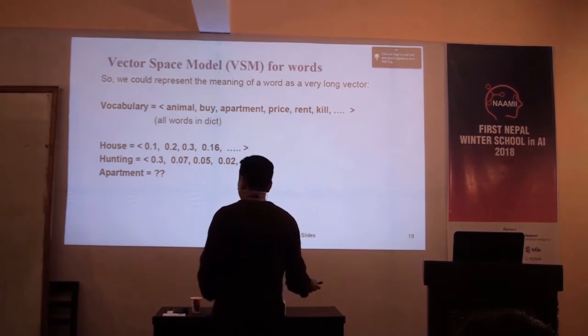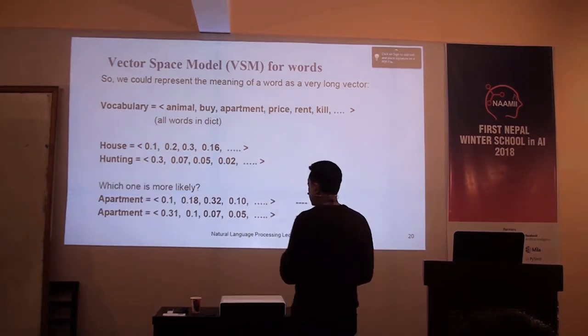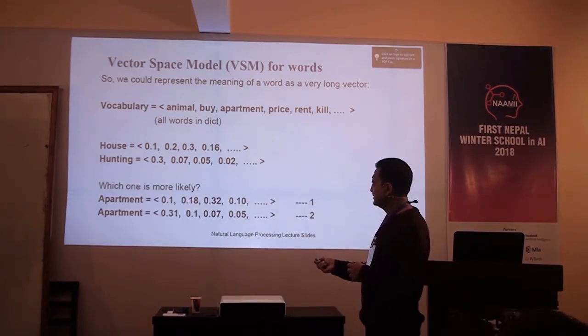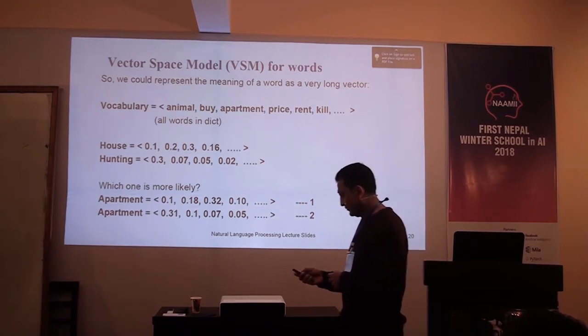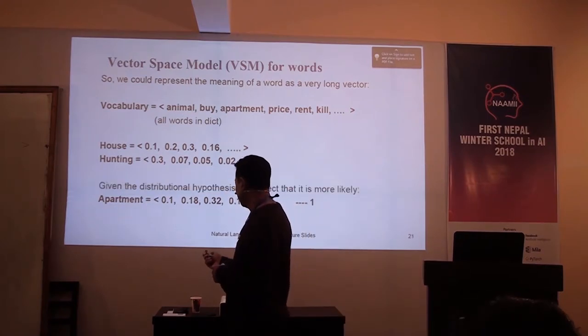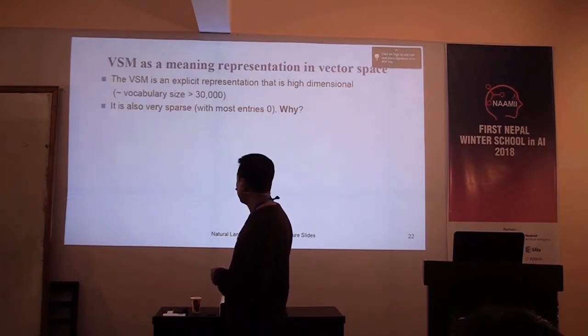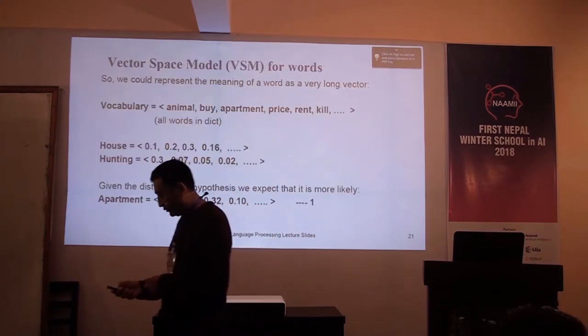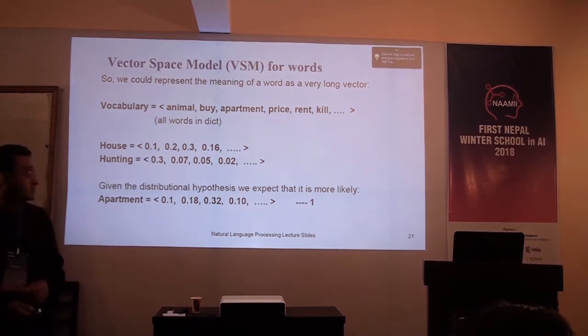Okay, so moving on. So as I said, which is more likely? So from this, you should be able to say which one is more likely. Number one or number two? Okay, very good. The class is doing really well. Okay, so given the distributional hypothesis, we would expect our apartment vector to look like this. Okay?